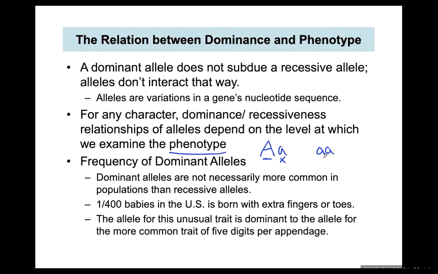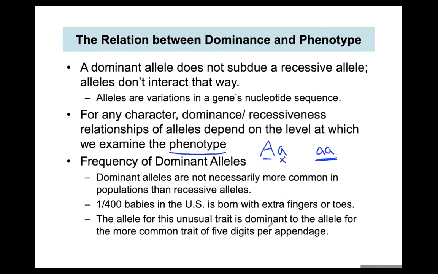In the human world, more people carry the recessive allele than have the heterozygous allele. An extra finger or extra toe is dominant. But most people on earth carry the recessive allele. Therefore, most people have 5 fingers and 5 toes. So the allele for this unusual trait is dominant to the allele for the more common trait of 5 digits per appendage.